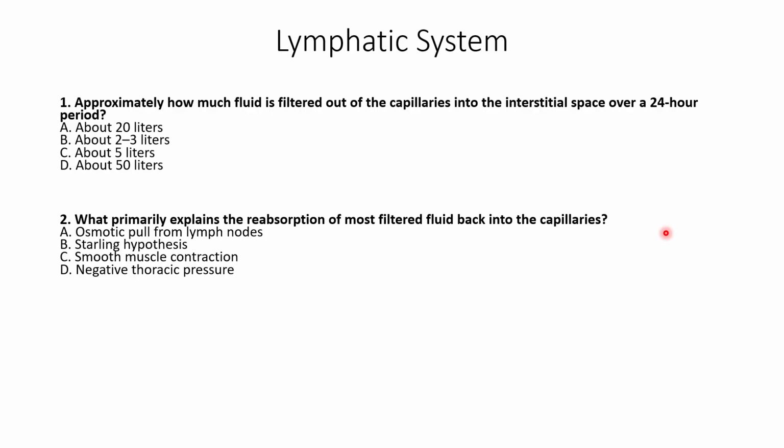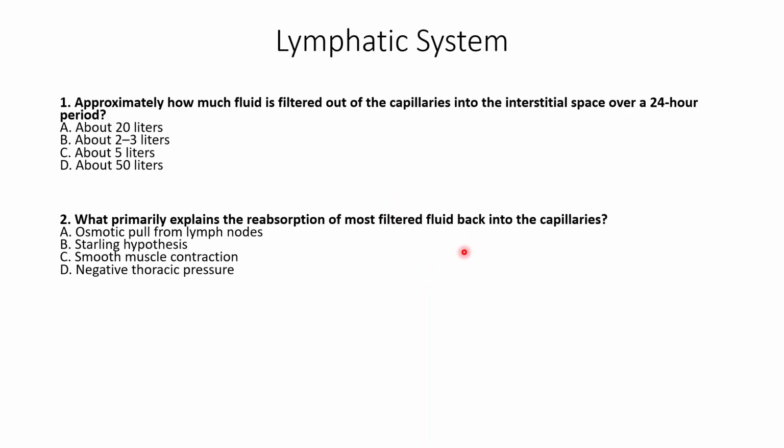So when fluid moves across a capillary wall, it actually depends upon some different types of pressures, right? So one is capillary hydrostatic pressure. That is pressure that pushes fluid out of the capillary. And that's caused by your blood pressure. So the higher the blood pressure, the more the capillary hydrostatic pressure. So arteries would have the highest capillary hydrostatic pressure.